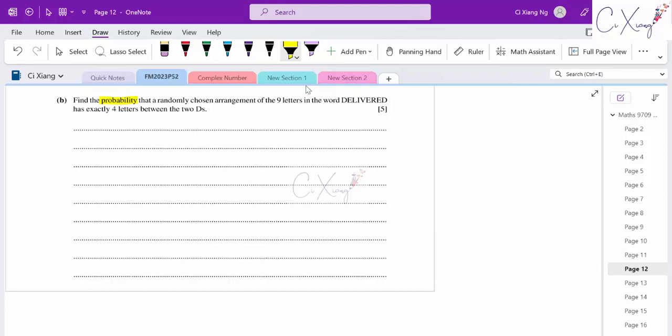Okay, so again, we try to arrange the 9 letters. Out of the arrangement for the 9 letters, there are exactly 4 letters between the 2 D's. So again, the keyword is still about the arrangement. So we are still doing the permutation now, but we need to include the probability. So for the probability, the denominator, we need to have the arrangement without restrictions.